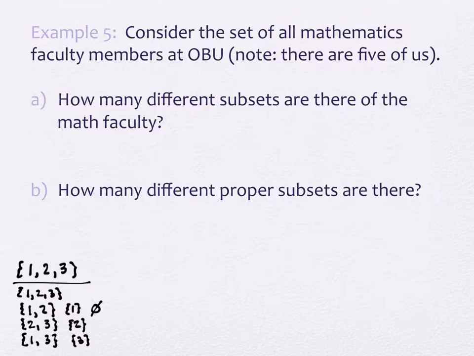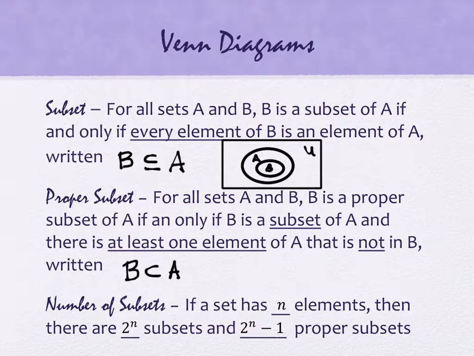The babies that live at my house, they're wonderful. And they're a subset of the people in my family. There's nothing in that set, I get that. But because there's nothing in the set, it fits the definition. Because the definition says every element in that set, the empty set for which there are no elements, is by default in the original set.